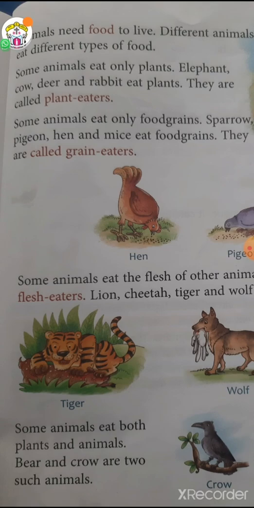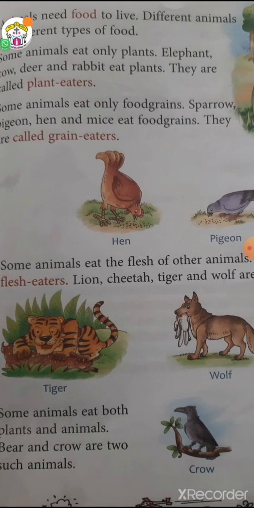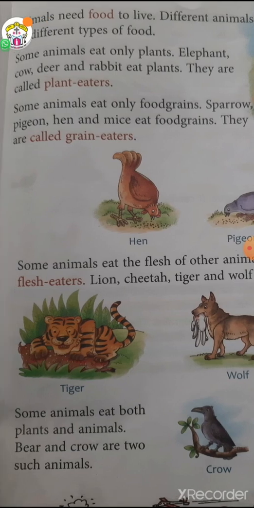अच्छा, now the next, some are grain eaters. So who are the grain eaters? Like pigeon, hen and mice. वो लोग क्या कहलाते हैं? Some animals eat only food grains. जो सिर्फ food grains को prefer करते हैं वो food grains ही खाते हैं. उन्हें हम कहते भी हैं कि they are called grain eaters. They come in the category of grain eaters. They love to eat grains like pigeon, hen and mice.